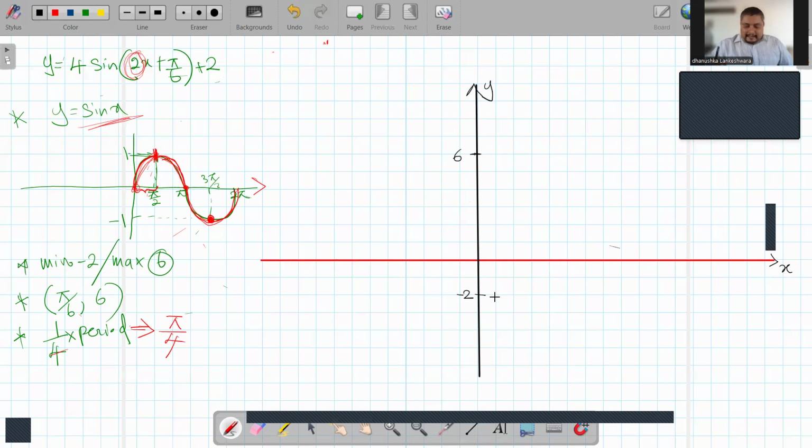Minimum value minus 2. And the next important thing is we have to draw the axis of oscillation, right? So how do you get that? By considering the symmetry. So here to here is 6, here to here 2. 6 plus 2 is 8, divided by 2, so then it is 4. So 4 units below the 6: 1, 2, 3, 4. So then this is the axis of oscillation, right?